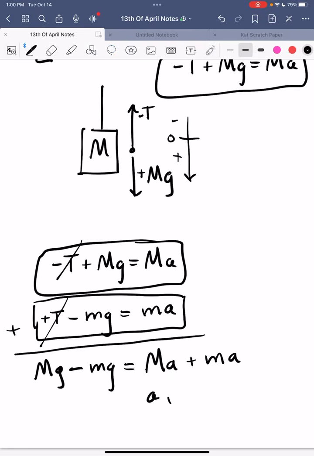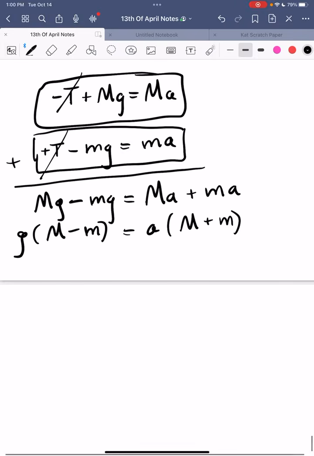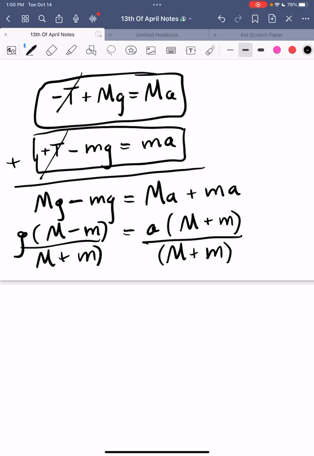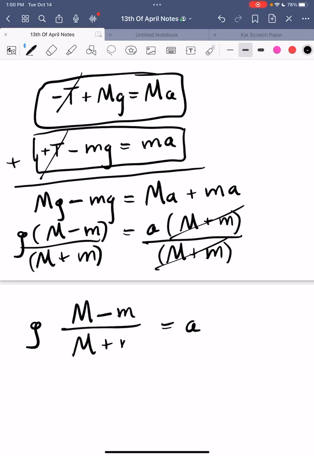So I want to factor that out. I'm going to say A times capital M plus little m. I can also factor out little g, so this is capital M minus little m. If I want to solve for A, I divide both sides by capital M plus little m, and then this term will cancel with this term. And what I get is g times this fraction: the big mass minus the little mass, all divided by the big mass plus the little mass.